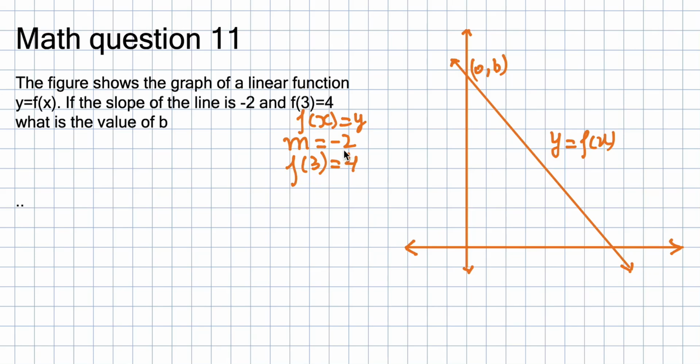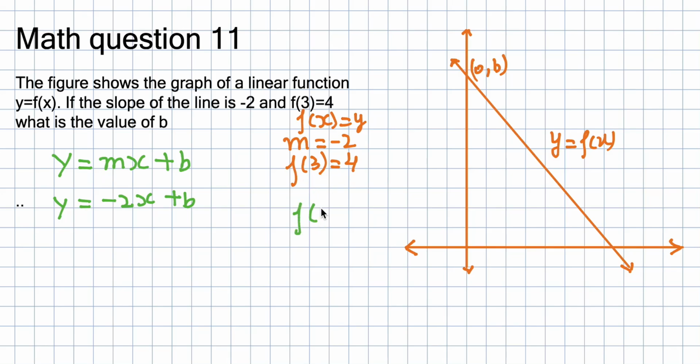Now we have to use this information and find the equation of this line, or we have to find the value of b. What is this? The y-intercept. Now let's start: as the linear equation is y equals mx plus b, we know the value of m, which is -2, so -2x plus b. So how do we calculate the value of b? Now f(3) equals 4 is going to help me.